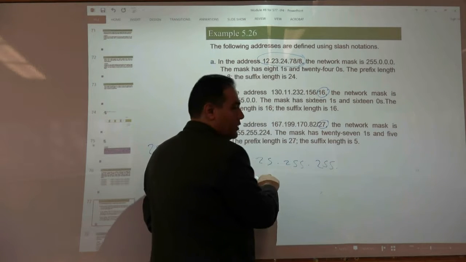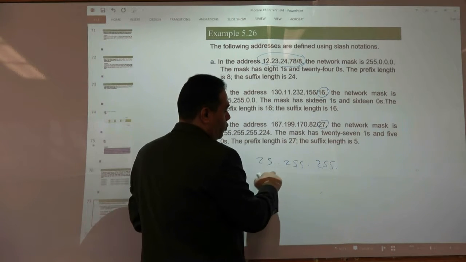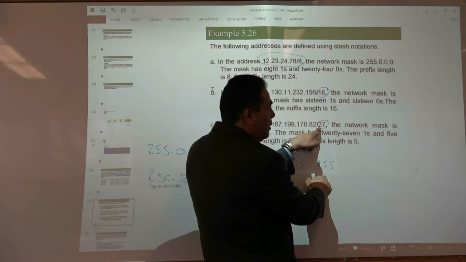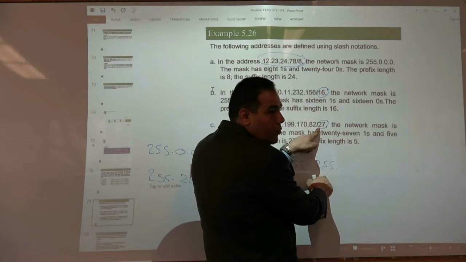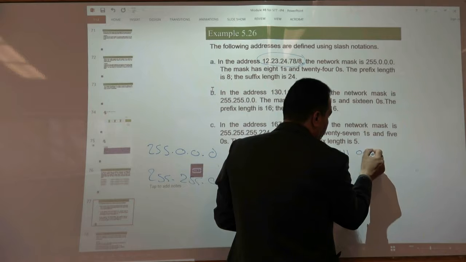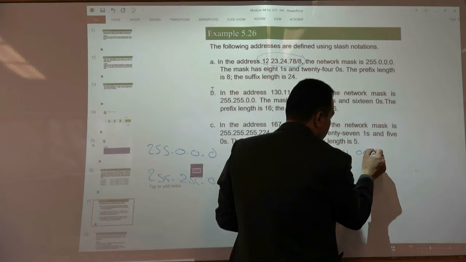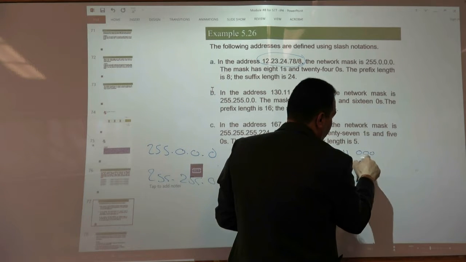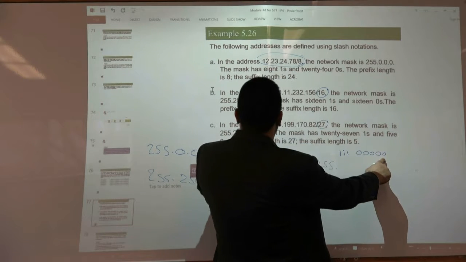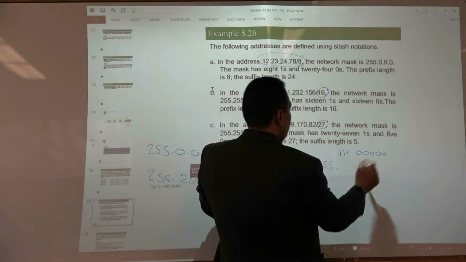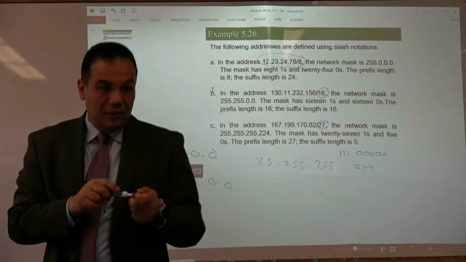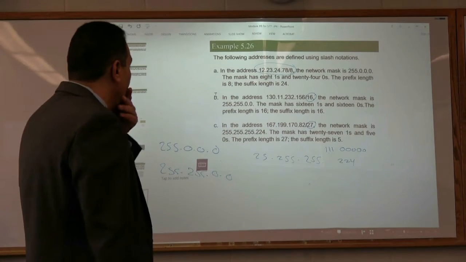So how many ones in here? 8 plus 8 plus 8, 24. How many remaining? 3 more. So it will be 1, 1, 1, 0, 0, 0, 0, 0. If you convert this, it will become 224. That's a network mask.